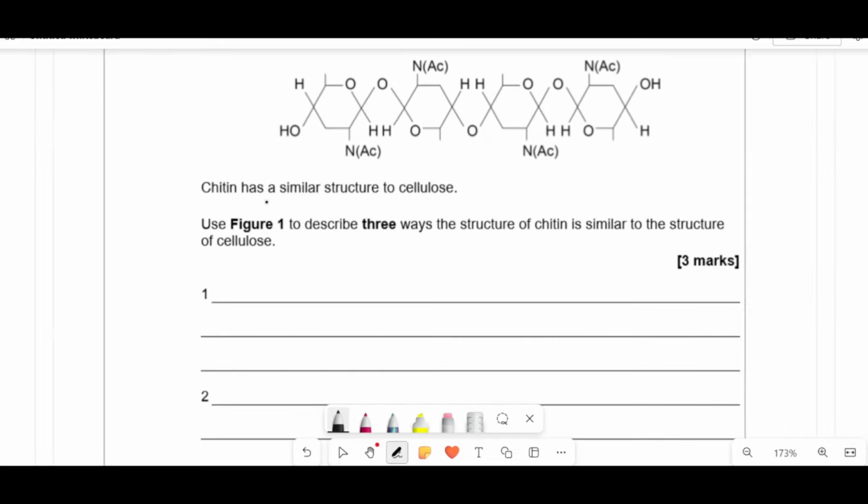Fine. Now it says chitin has a similar structure to cellulose. Use figure 1 to describe 3 ways in which the structure of chitin is similar to the structure of cellulose. Well, if we look at cellulose, it's made of beta-glucoses that are joined together by glycosidic bonds, right? But the upper OH here then becomes lower on the other side. Can you see how it flips? It's the same thing here. So one of them already is that the monomers are flipped upside down.